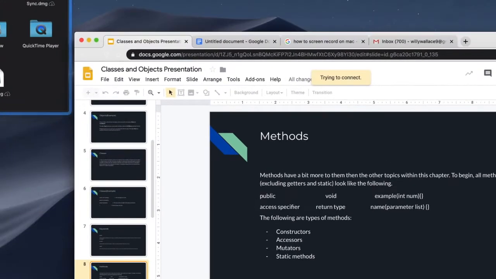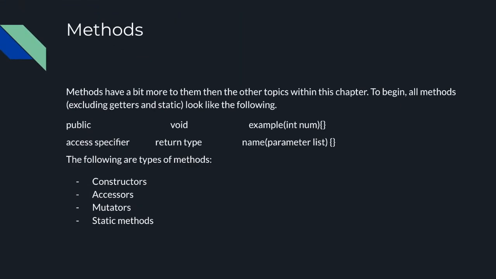The next topic is methods. This topic has a little bit more to it than the other ones that we've done so far. To begin, all methods look like the following as far as the header goes. Public, void, example, int num is our example. Each spot represents a specific thing. So the first spot is the access specifier, so public or private. The second is the return type, so void means nothing, but then you could also have string, int, etc. Third and fourth part are the name of the method and the parameter list.